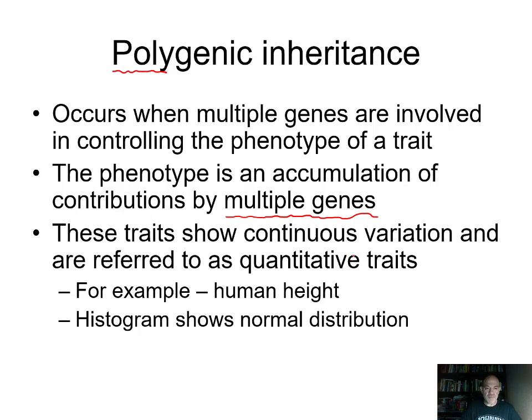Okay. And so what we see here is that sometimes they call these quantitative traits, and these quantitative traits are going to have a continuous variation, not just tall and short, but a range in between. And they also are going to show what's called a normal distribution, which, by the way, is how I determine grades. I grade on a bell curve.